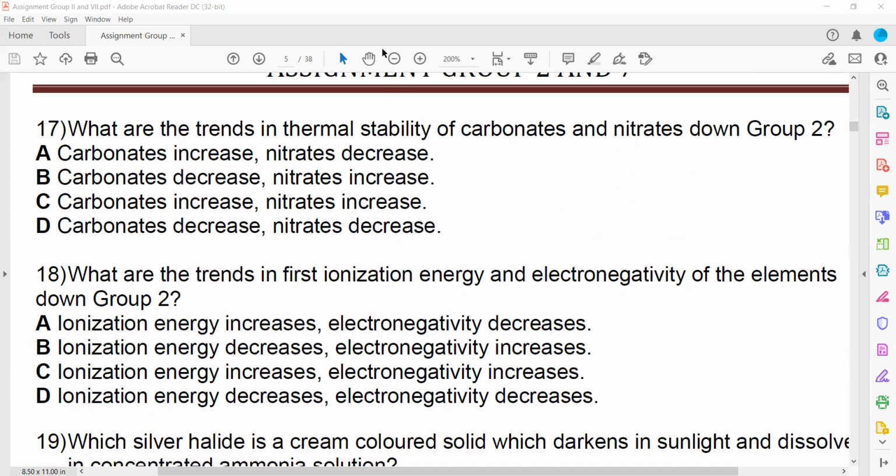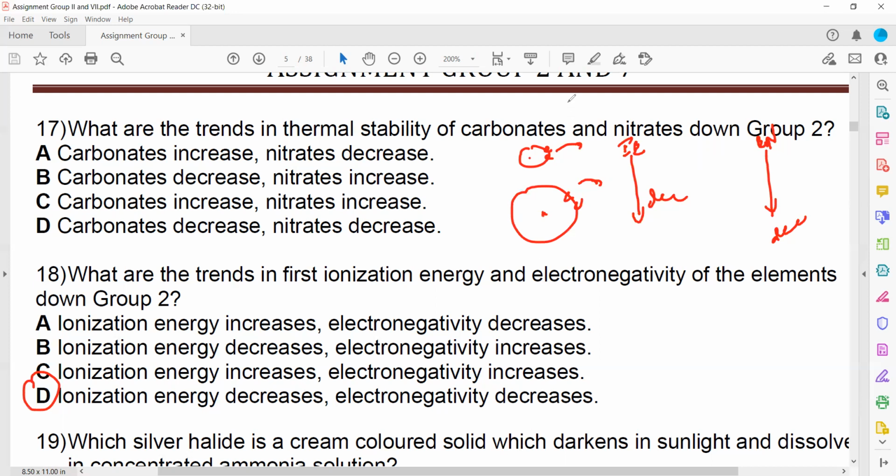What is the trend in first ionization energy and electronegativity? First ionization energy means the energy needed to remove an electron. As we go down, the size is increasing, so it becomes much easier to remove electrons. So ionization energy decreases. Electronegativity is the tendency to attract the shared pair of electrons. Because the electron is far away from the nucleus, electronegativity is also decreasing. So for question 18, the ionization energy decreases and the tendency to attract the electron pair will also decrease.